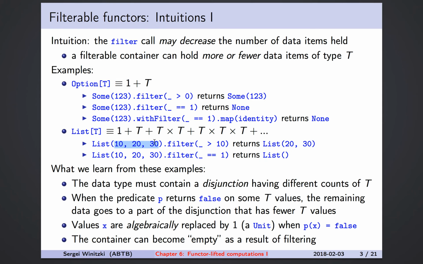How does it work? So for instance, a list 10, 20, 30 is a disjunction of 3 elements, which is this part of the disjunction. After the filter, only 2 elements remain, 20 and 30. So after the filter, we are in this part of the disjunction. In the second example, after the filter, we go from this part of the disjunction to this one, the empty list.